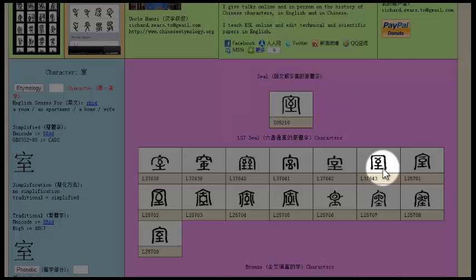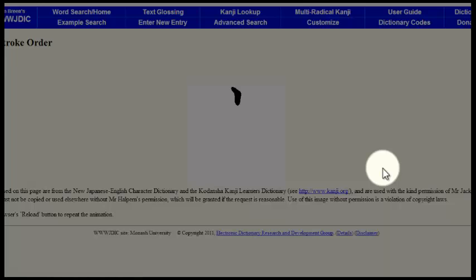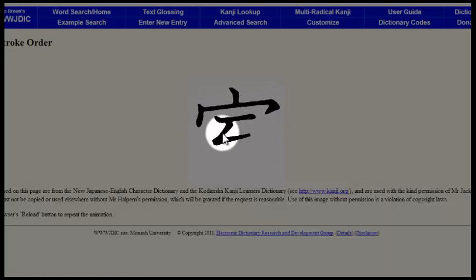Let's have a look at the stroke order now. And here it goes. Ichi, ni, san, there's your roof. Shi, go, that's your arrow. Roku, shichi, hachi, kyuu, and that's the ground. And there is shitsu.